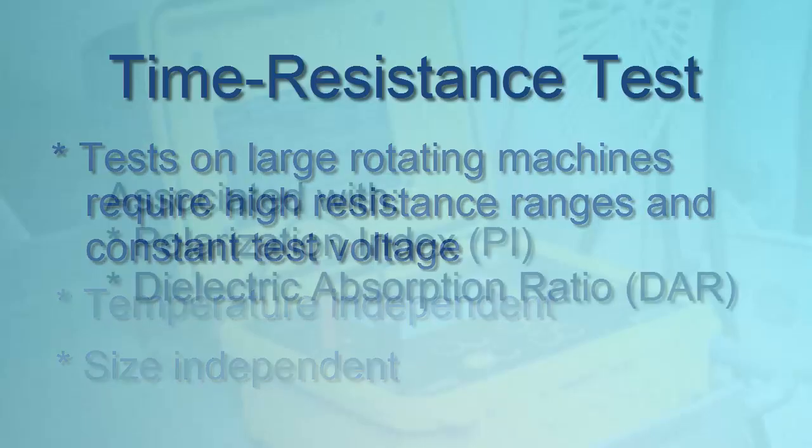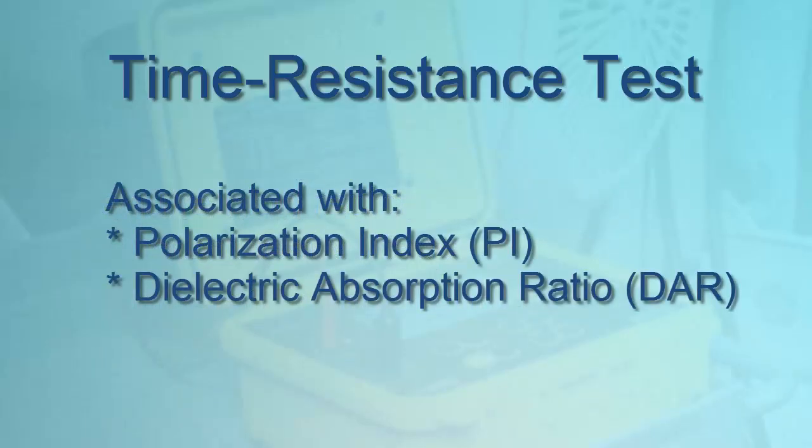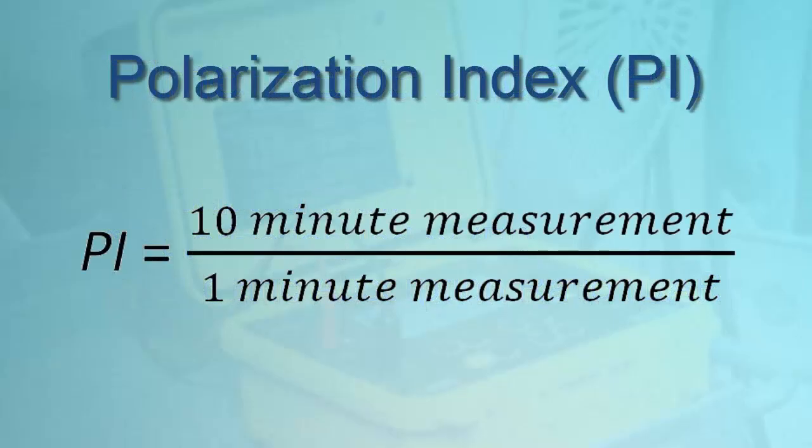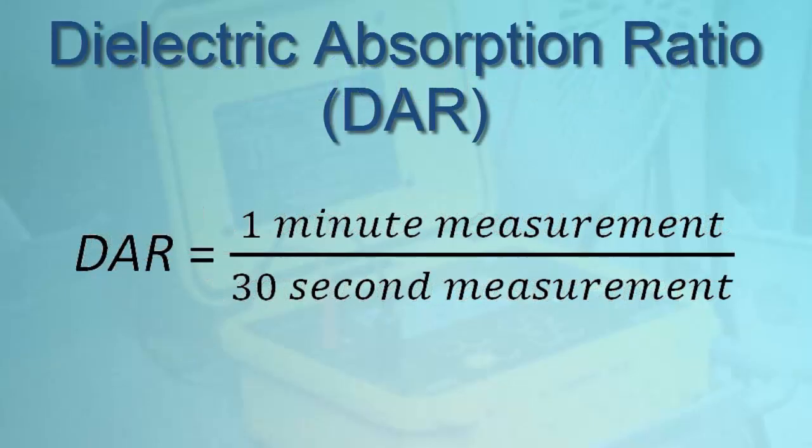The time resistance test is sometimes associated with two values, the Polarization Index, or PI, and the Dielectric Absorption Ratio, or DAR. The Polarization Index is derived by dividing the 10-minute resistance measurement by the 1-minute measurement. The Dielectric Absorption Ratio is calculated by dividing the 1-minute measurement by the 30-second measurement. Although DAR is no longer commonly used with new insulation systems, it may still have applicability when testing older insulating materials.